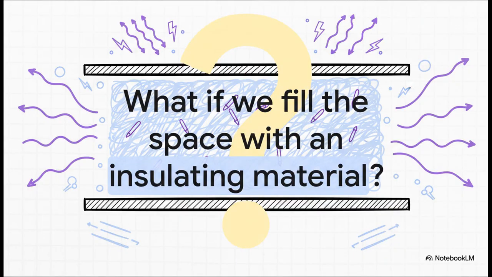You know, all of our calculations today, they all made one key assumption. We assumed there was nothing but a vacuum between the conductors. And that brings us to a really important question, one that's going to lead us right into our next topic. What happens to the electric field, the potential, and ultimately the capacitance when we fill that space with an actual insulating material, a dielectric?